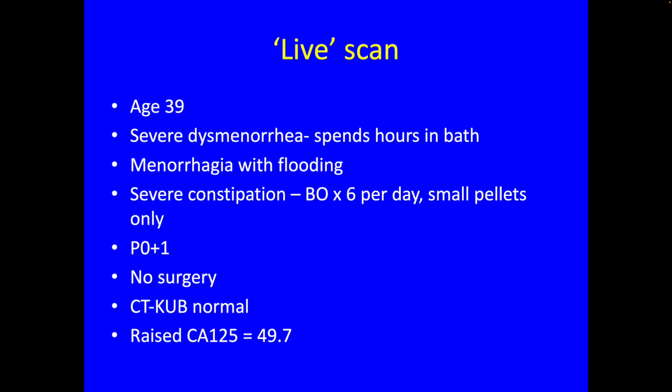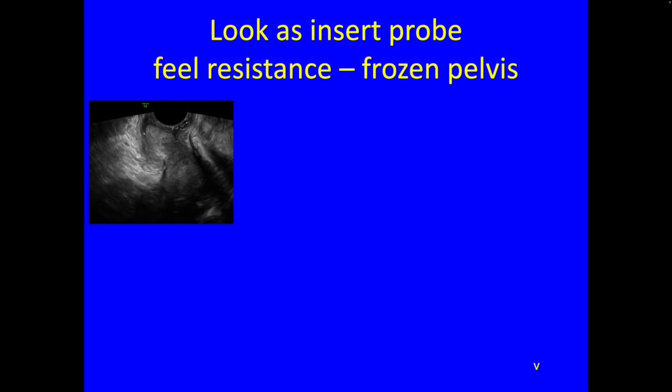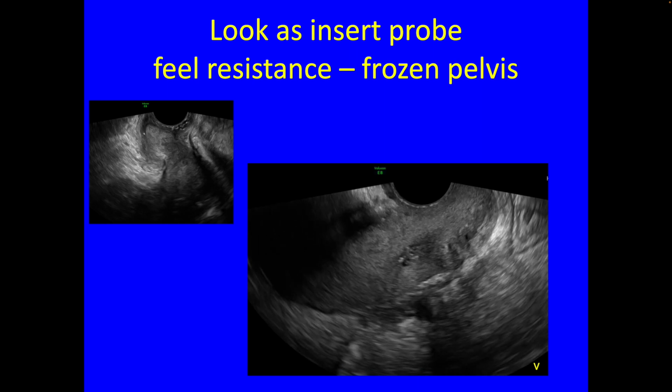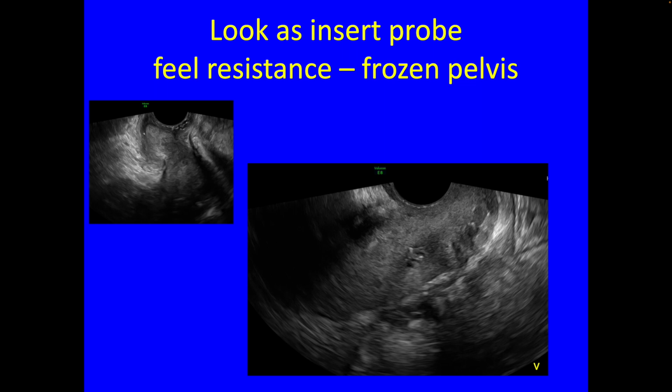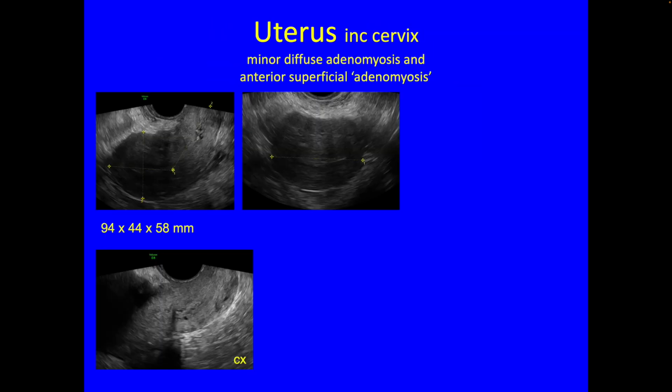So just to demonstrate all this in a live scan, it's not really live, of course. This patient was 39, had severe dysmenorrhea, had bad menorrhagia, and then really awful constipation, 6 times a day, just small pellets, no children, no surgery, CTKB was normal, and she had a raised CA125. So look as you insert the probe, and then almost immediately as I got to the cervix, there's resistance. This is a frozen pelvis, so that took about 1 second.